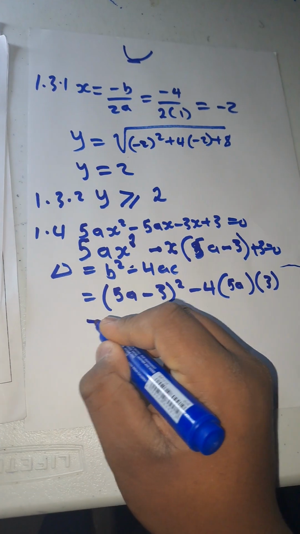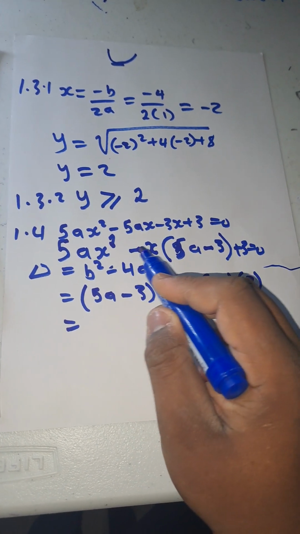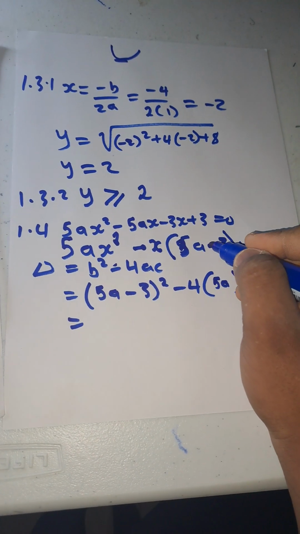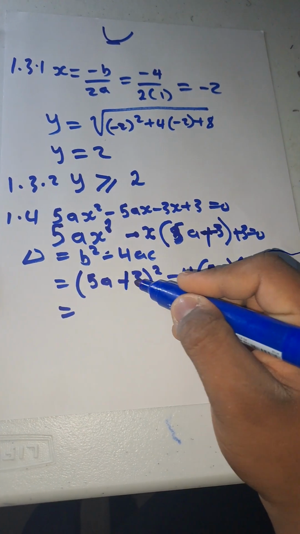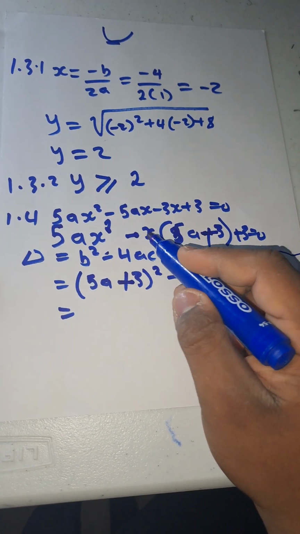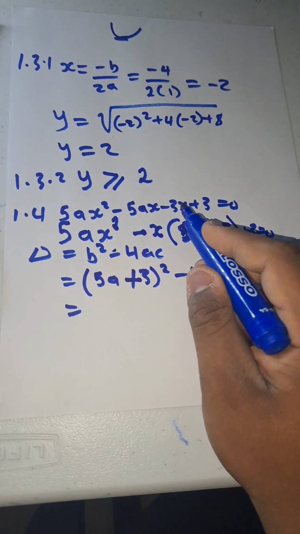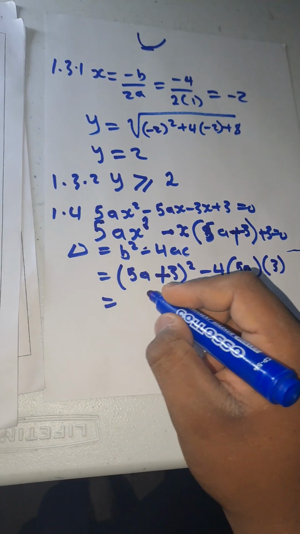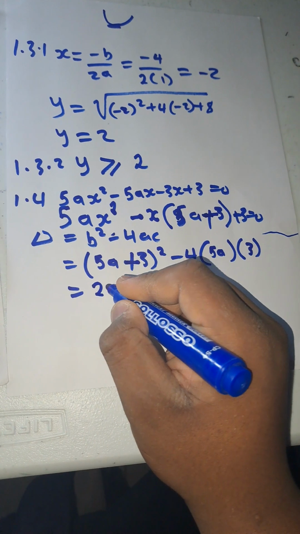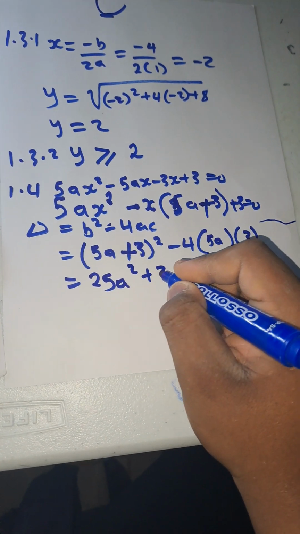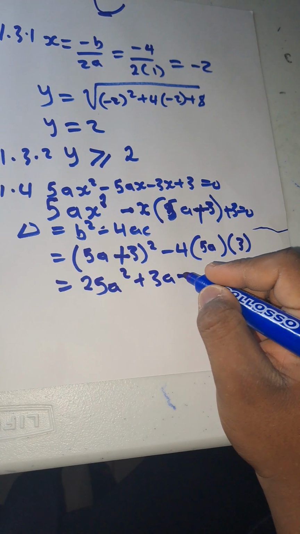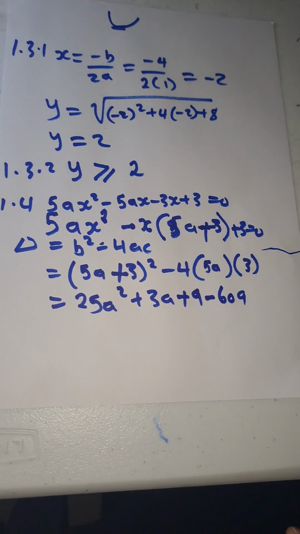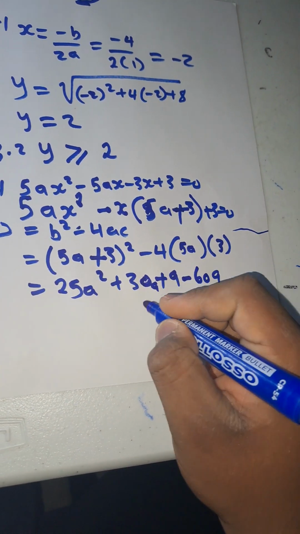Now let's continue. I have my 5a squared minus x. When I factor out x, I'll have what? Wait, this is a negative. Guys, I didn't say it. It must be a plus. I didn't see it. Sorry. Because when I factor out negative x, minus 3x over minus x, it is going to be positive 3. Sorry, I didn't see it. So now when I am going to multiply, it will be 25a squared plus 30a plus 9 minus 60a. Remember, I'm just simplifying here.